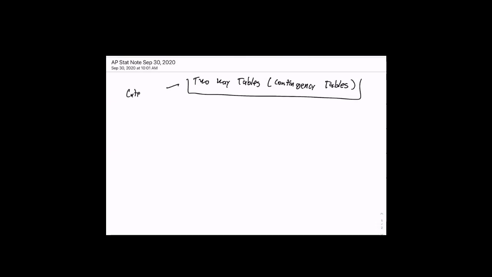Talking about two-way tables, also known as contingency tables. I like to just refer to them as two-way tables, and if you do as well, that's perfectly fine. And these two-way tables refer to categorical data for two variables.